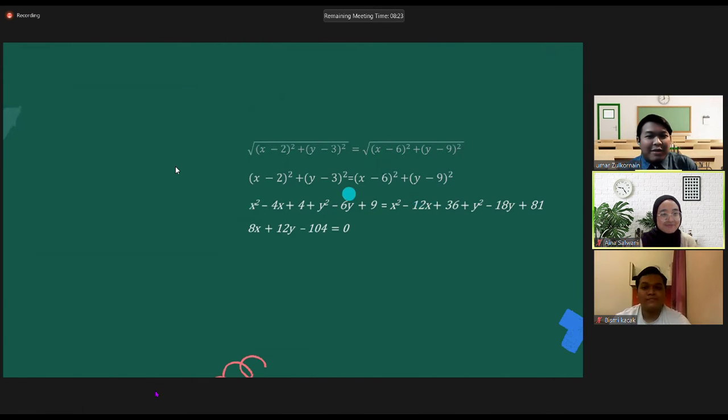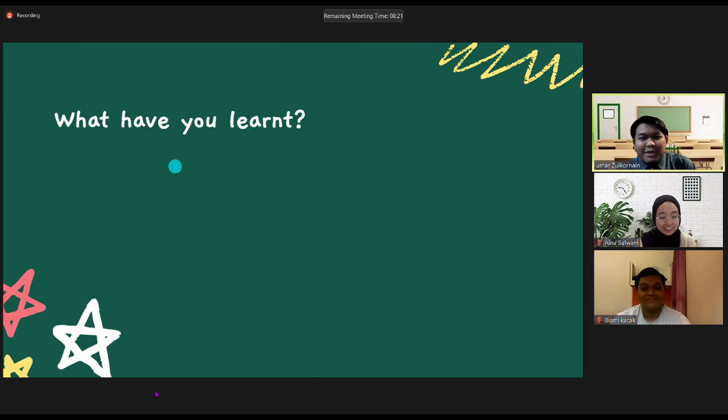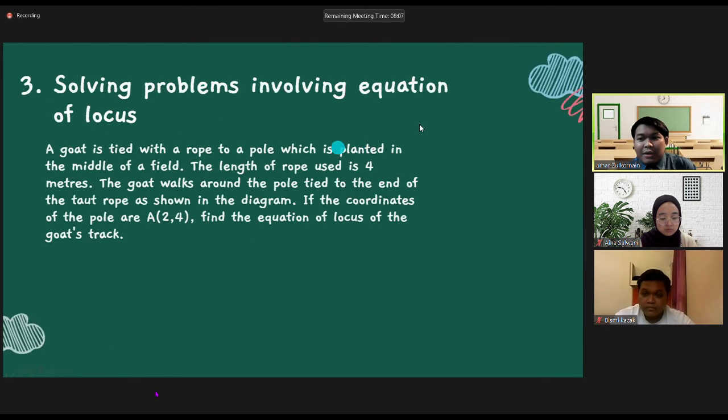Right, so what have you learned? This is a kind of reflection. I want you guys to write it on paper and please upload it in our Padlet so I can see what you have learned so far after these two sections. Right. So the third one is solving problems involving equation of locus.